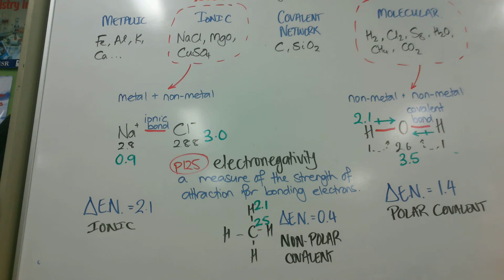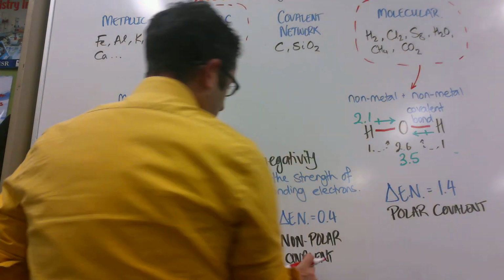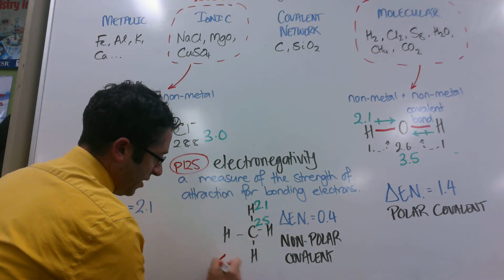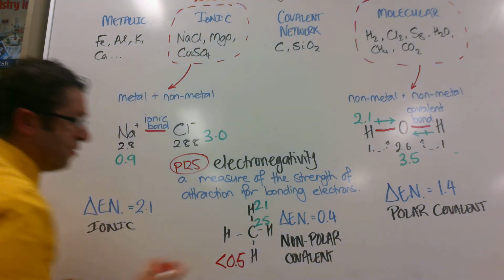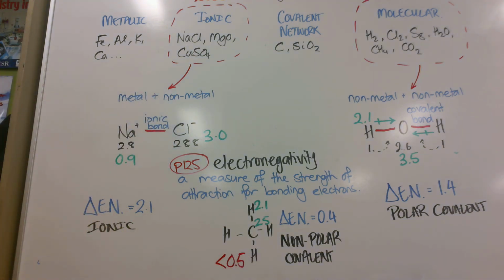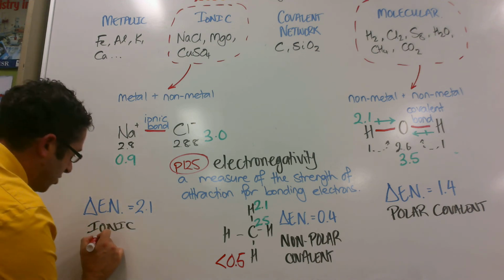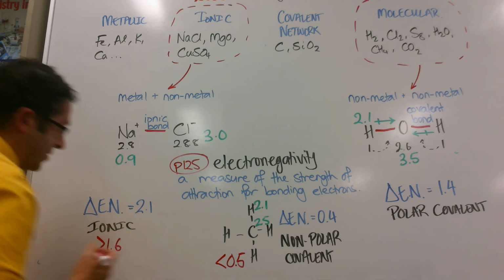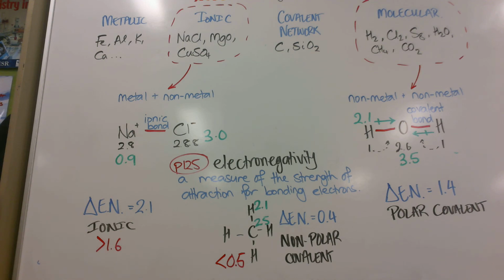But basically, the magical numbers are this. Non-polar covalent is less than 0.5 for the difference. Not less than or equal to, less than. Ionic is greater than 1.6. But between 1.5 and 1.7, you need to look at other properties.